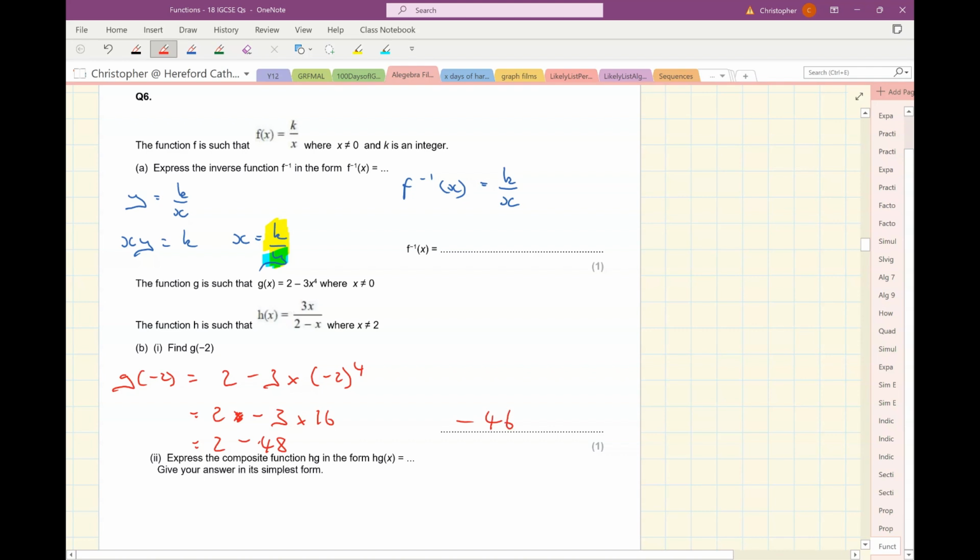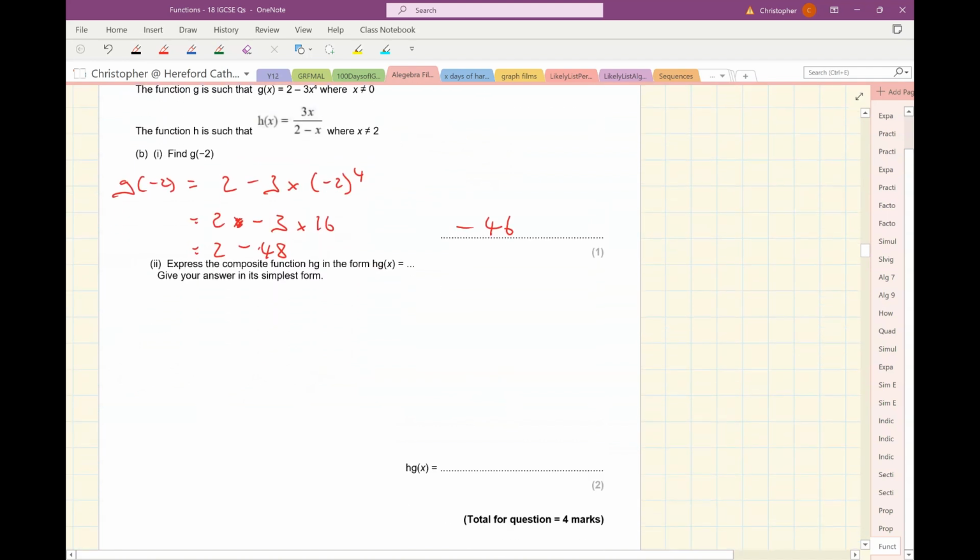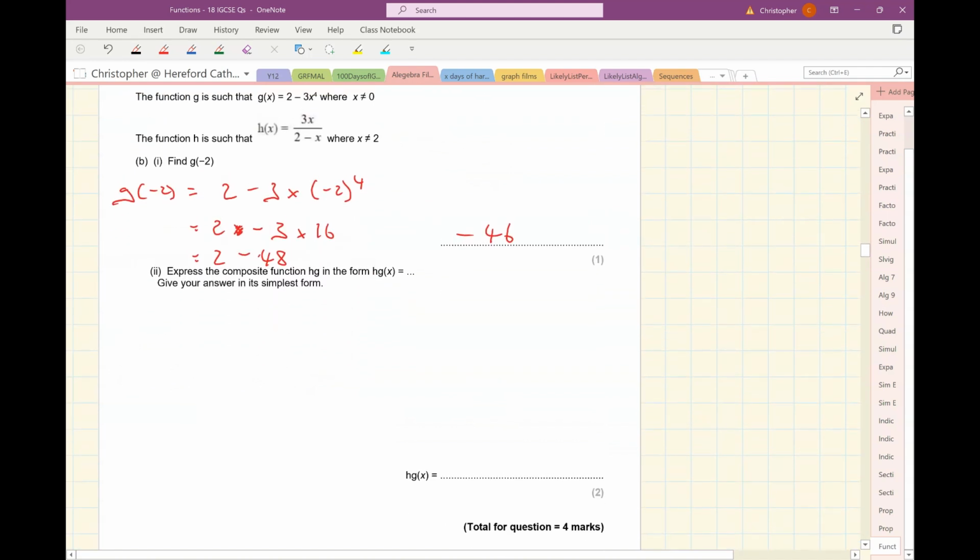Okay. Right. Express the composite function hg in the form hg of x, giving your answer in its simplest form. So we need to find an algebraic expression for hg of x. Well, that is h'ing g of x, isn't it? And I know what g of x is. g of x is 2 minus 3x to the power 4. So actually what I've got to do is h 2 minus 3x to the power 4.